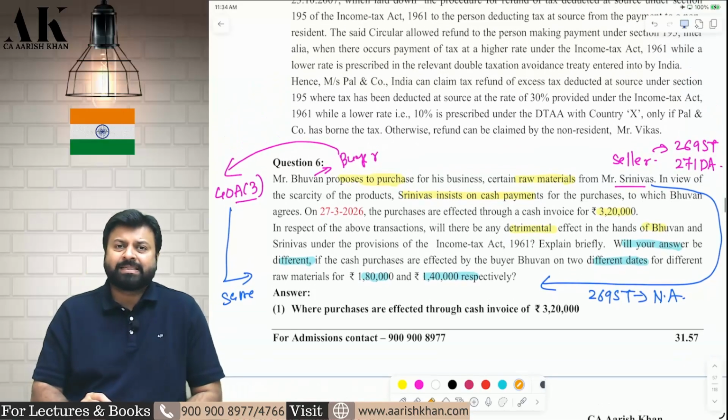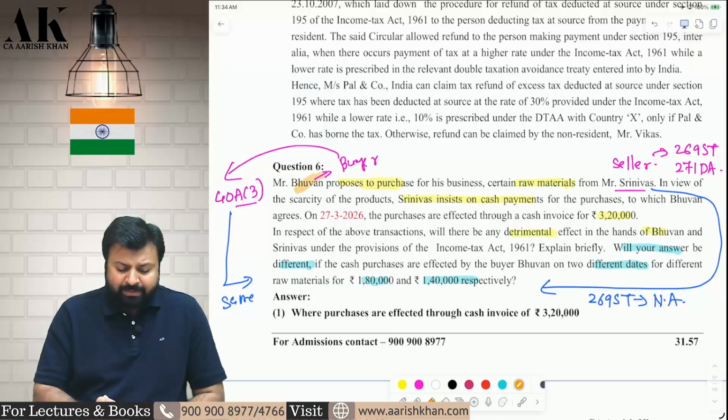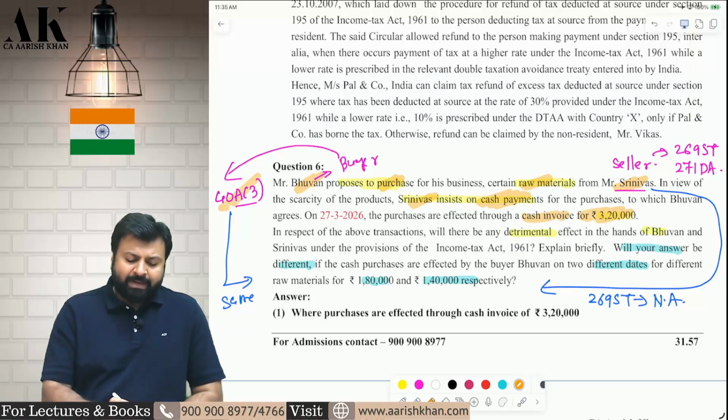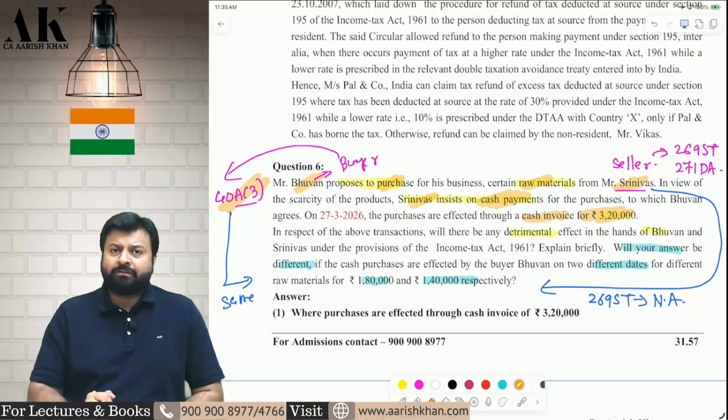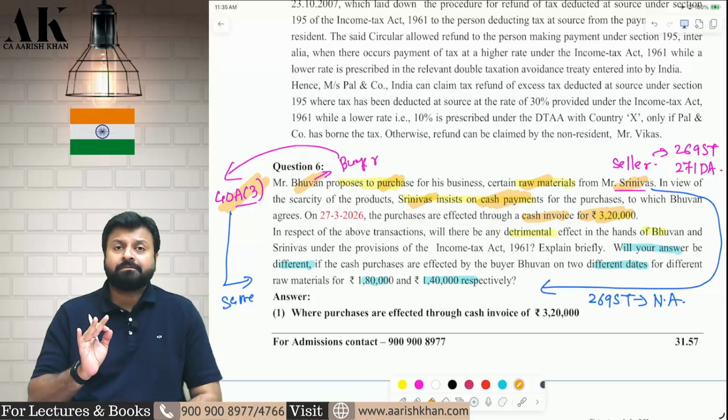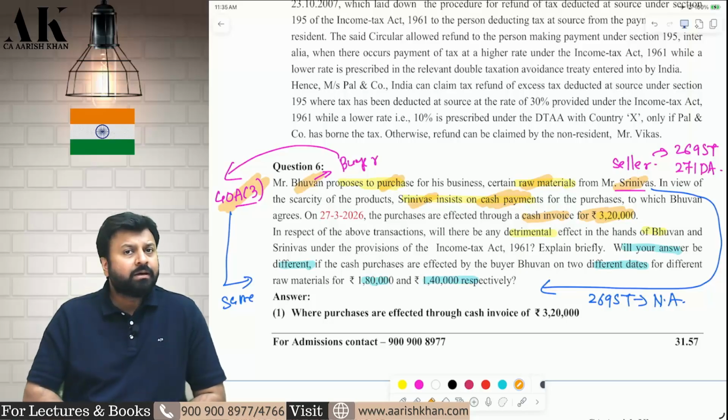Next question, question number 6. There is a buyer, Mr. Bhuvan, and there is a seller, Mr. Srinivas. The buyer is purchasing some raw material from Srinivas. Now the seller is insisting that the payment be made in cash of 3,20,000 rupees for an invoice. So the buyer made the payment in cash. Now what is the treatment in the hands of the buyer and in the hands of the seller? See, very simple. For the buyer, this 3,20,000 paid in cash will be disallowed under 40A(3). Buyer cannot make the payment in cash in excess of 10,000 rupees.